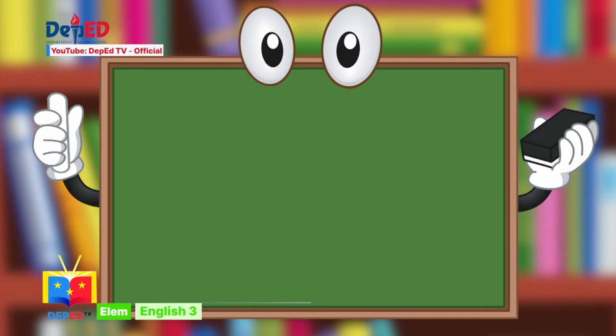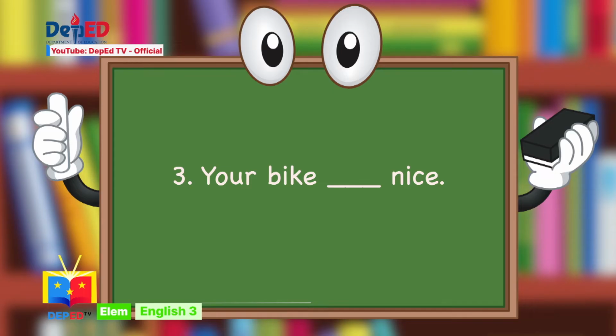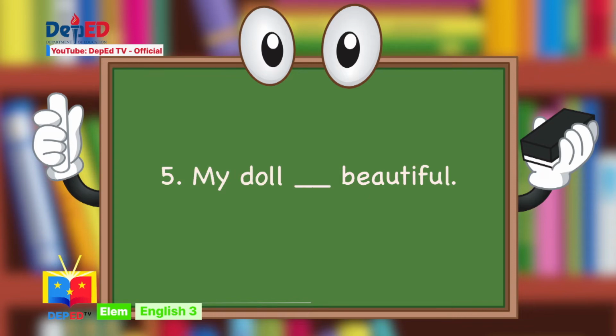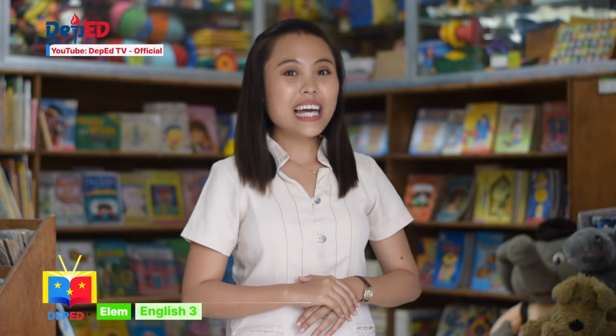Let's check your answers. For number 1, I am at home. Number 2. Kate was in the park last Sunday. Number 3. Your bike is nice. Number 4. I am in the garden. Number 5. My doll is beautiful. Did you answer all the items correctly? Great job, kids!